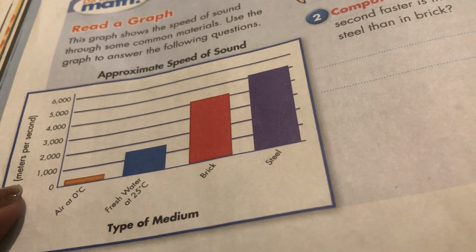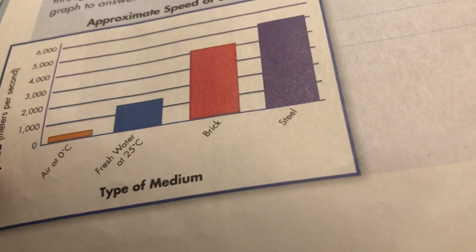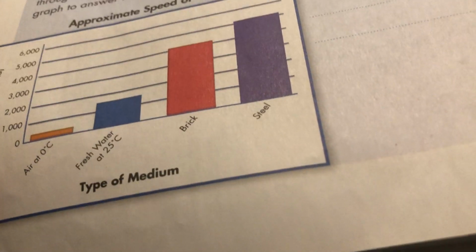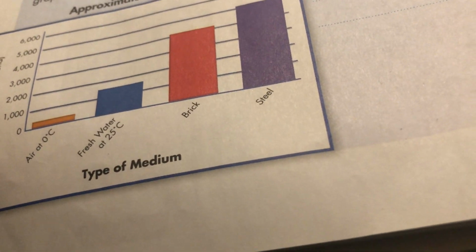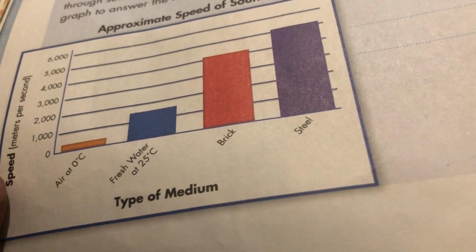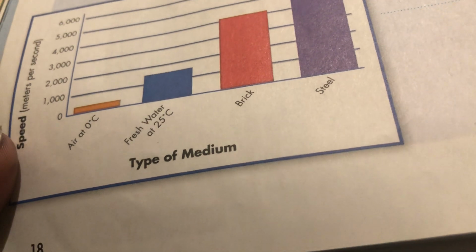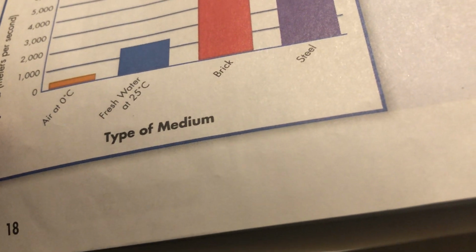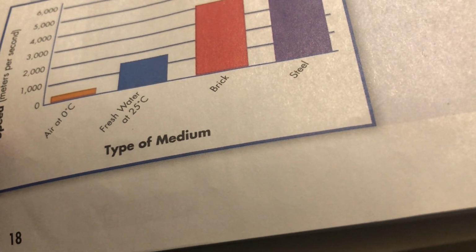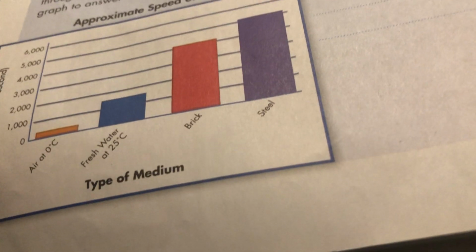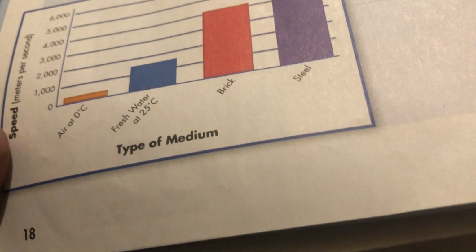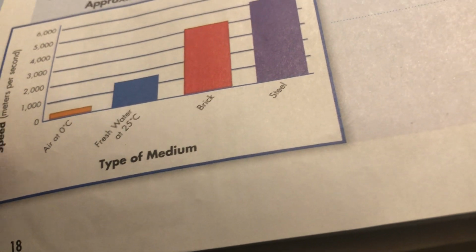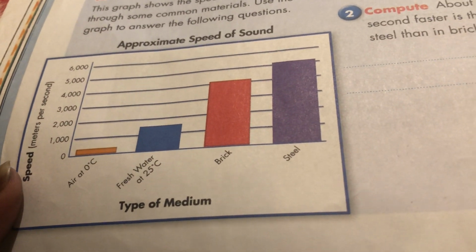Air at 0 Celsius, right? Remember, sound cannot pass through nothing. It cannot pass through empty space. Fresh water at 25 Celsius. Brick. The meters per second for fresh water would be around 1,500 as sound passed through. The brick would be at 4,000 meters per second. Okay? 4,000 meters per second.